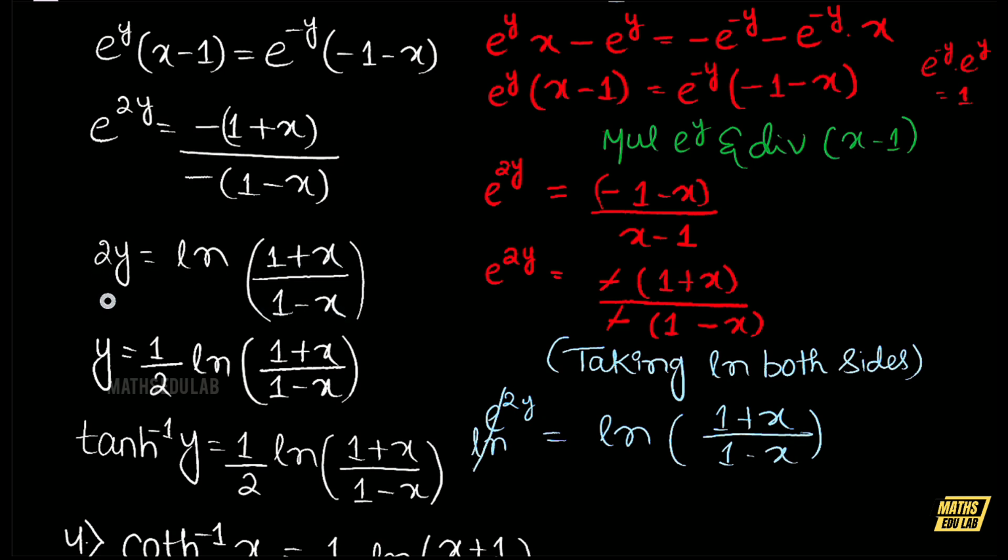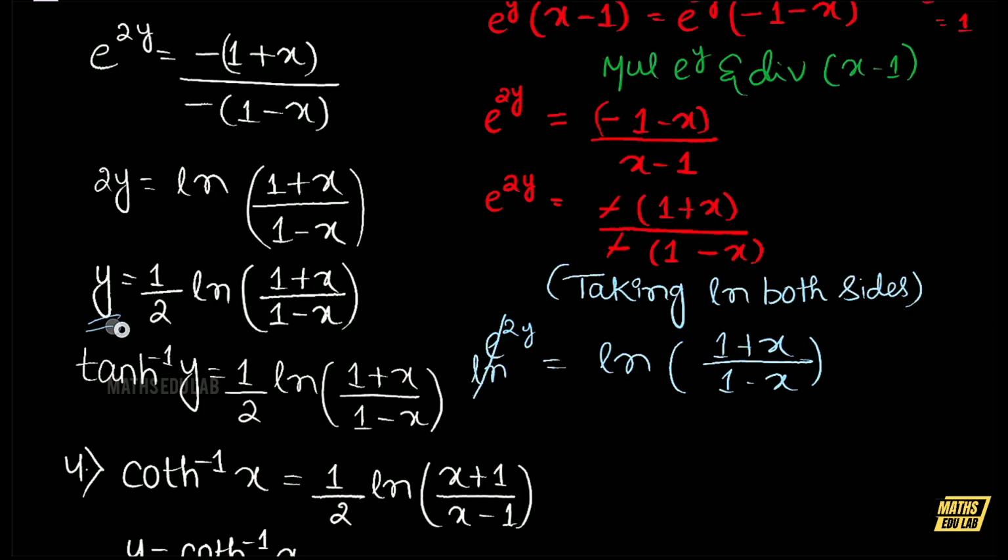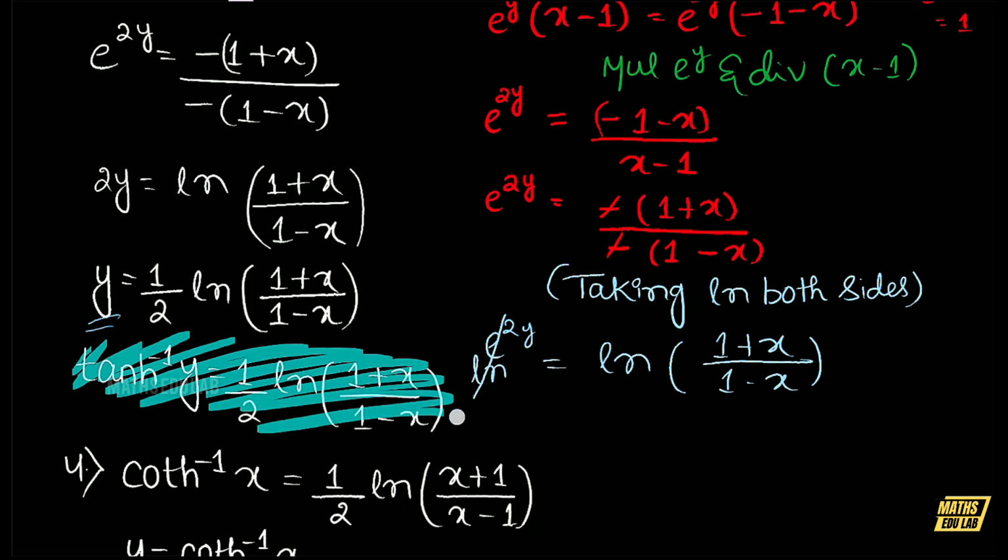So when this 2 comes to the other side, it will get divided. So y is equal to half ln 1 plus x upon 1 minus x. The value of y is nothing but tan hyperbolic inverse of x, which is equal to 1 by 2 ln 1 plus x upon 1 minus x. So this is one of the formulas of inverse hyperbolic functions.